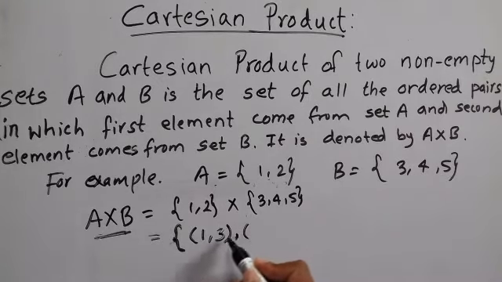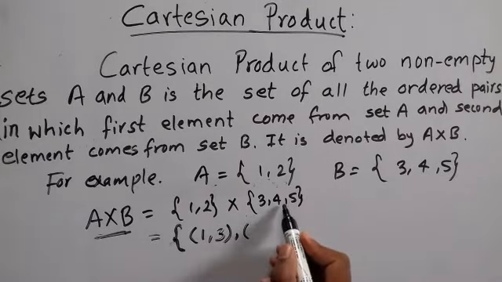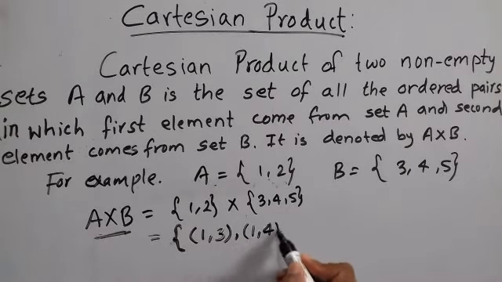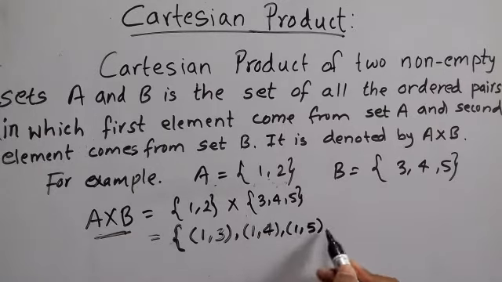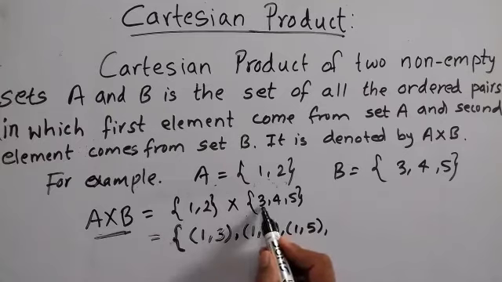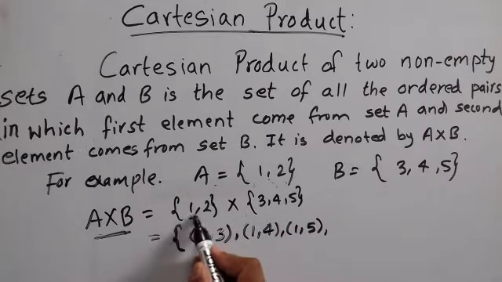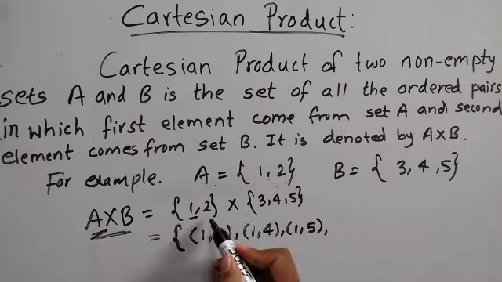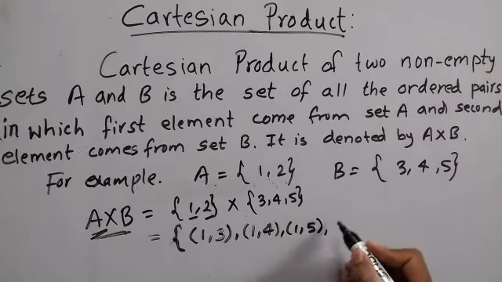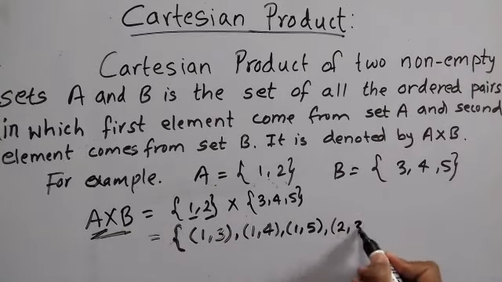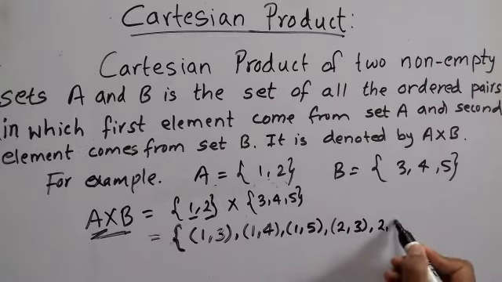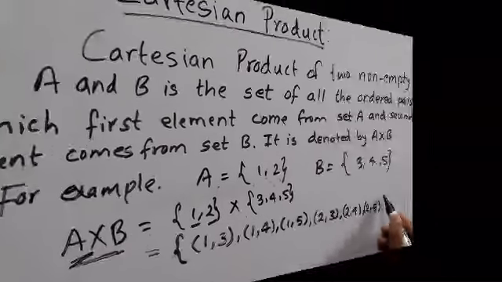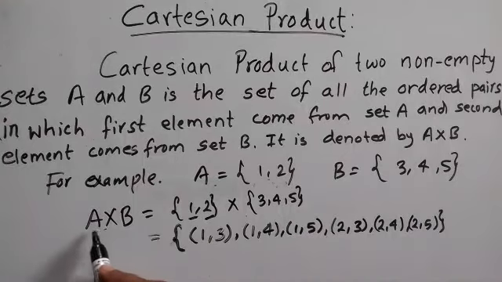Now we have to go on continuing this until it gets completed. 1 4, 1 5. Now the elements of set B are over for this first element of the first set. Now we move on to the second element of the first set. 2 3, 2 4, 2 5. In this way we have found the Cartesian product of A and B.